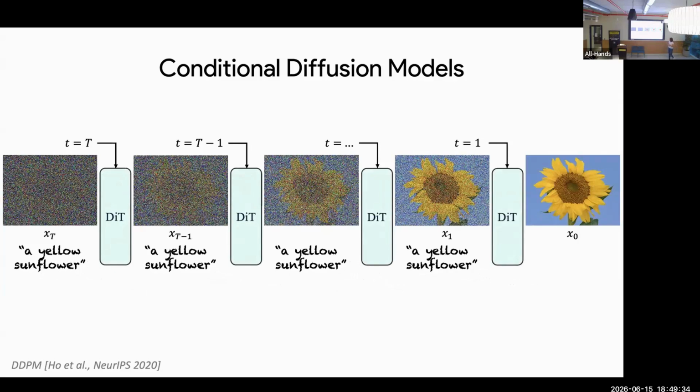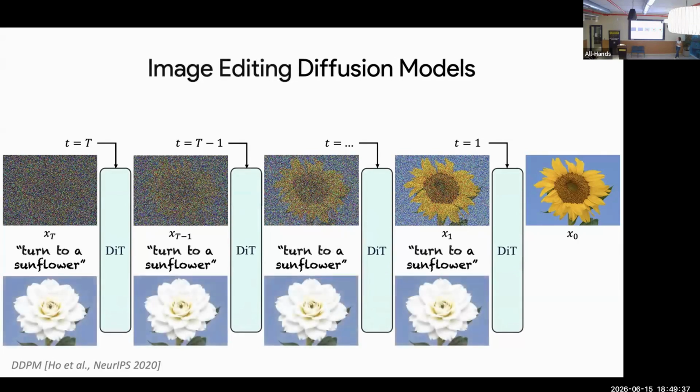Something that was very advanced in the last year are image editing and even video editing diffusion models, in which the model is conditioned not only on the noisy image and the text prompt, but also on a source image or a source video that we would like to edit. For example, here, we would like to take this white flower and turn it into a sunflower. So the model receives as input a Gaussian noise, which will eventually be the edited image, the text prompt that describes the edit, and the source image. And the model denoises the image until we get the sunflower.